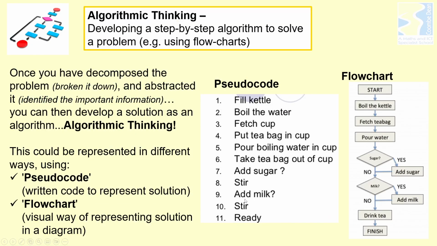Okay, and the final stage, algorithmic thinking. Once you've broken the problem down, you've abstracted it, coming up with a solution, a step-by-step algorithm to solve the problem. This is algorithmic thinking. There are different ways you can represent this. You could use pseudocode, which is written code to represent the solution. It's basically like a fake programming language code, or using real code as in the exam. Or you could use a flowchart to represent it in a visual way. So different ways of representing the solution to the problem.